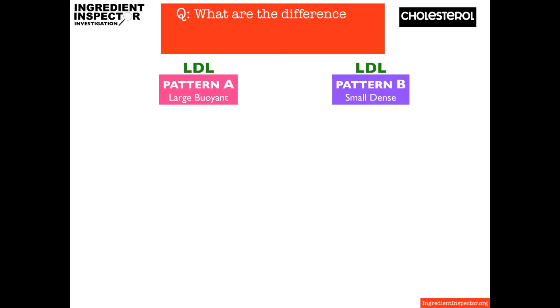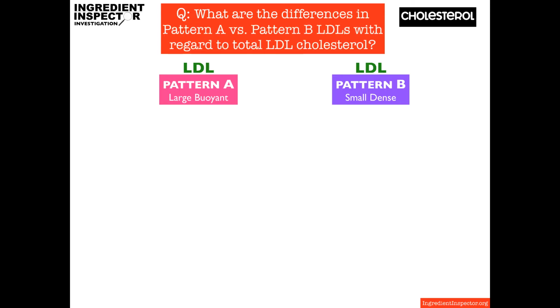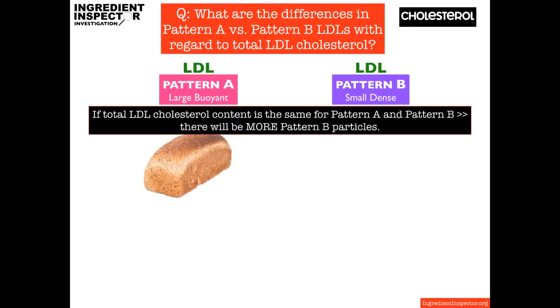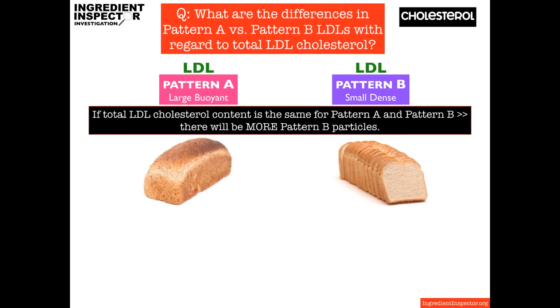What are the differences in Pattern A versus Pattern B LDLs with regard to total LDL cholesterol? So if total LDL cholesterol content is the same for Pattern A and Pattern B, like the same size of bread loaf in this analogy here, there will be more Pattern B particles by definition because they're smaller and dense. So we see the bread sliced up under Pattern B to represent the idea that even if it's the same amount, there will be more of these particles when they're Pattern B.